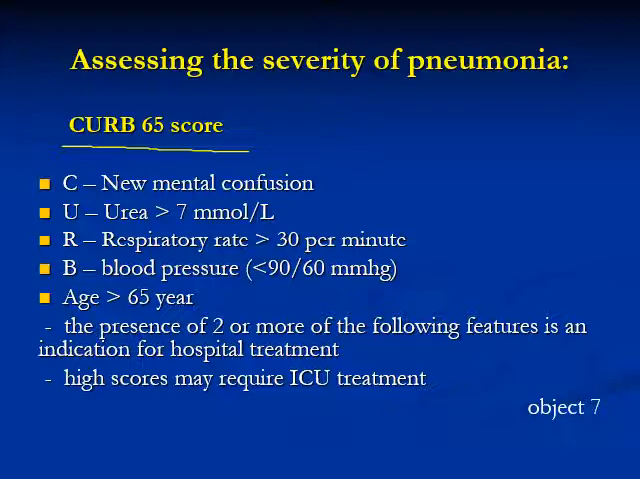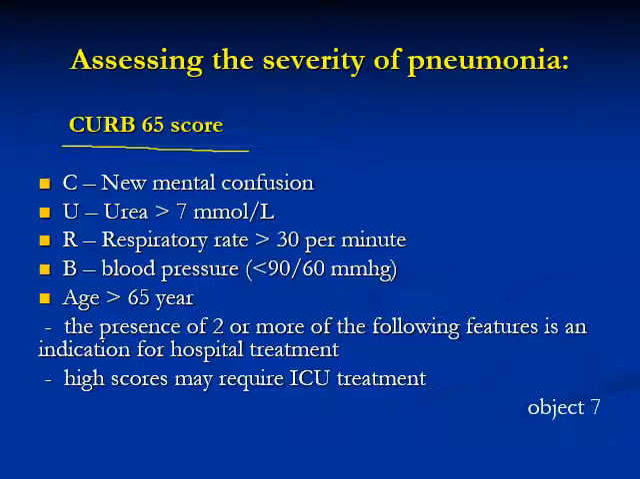C means mental confusion. You notice the confusion. The patient will develop confusion and disorientation. He doesn't know the person, the surroundings, the place, or the time. This means confusion. C, confusion. U means blood urea. Blood urea more than 7 millimole per liter, and I think it's equal to 40 milligram per deciliter.